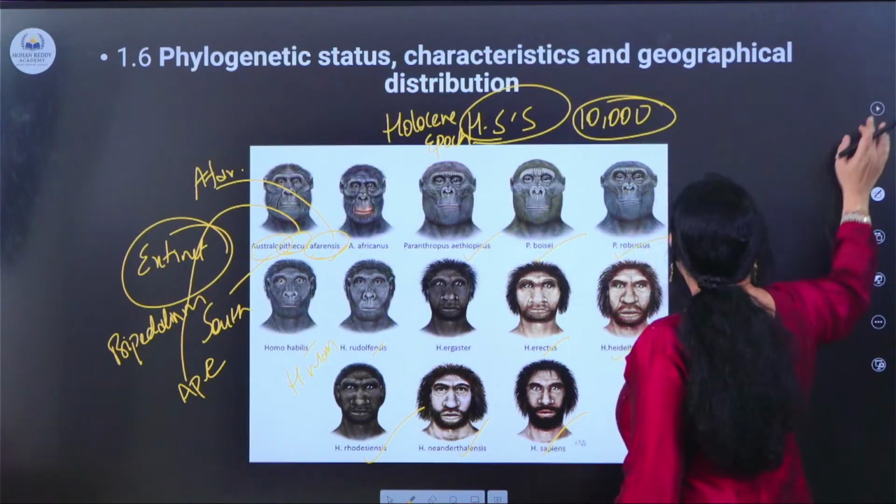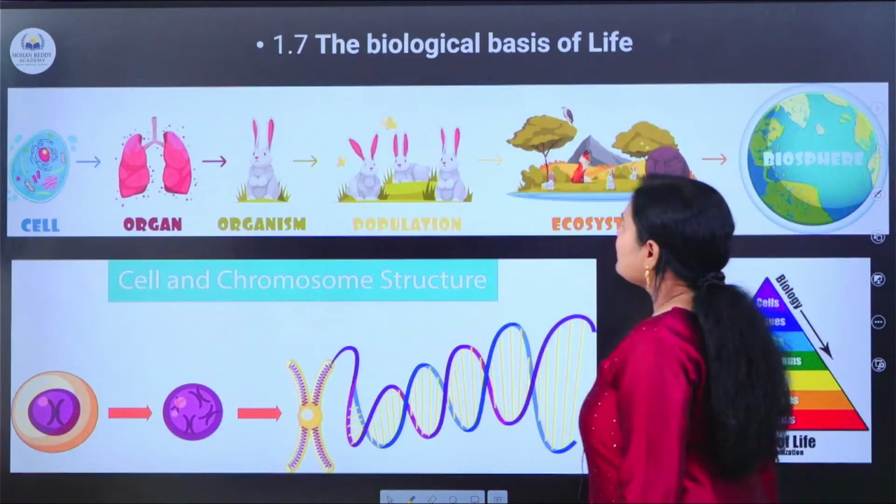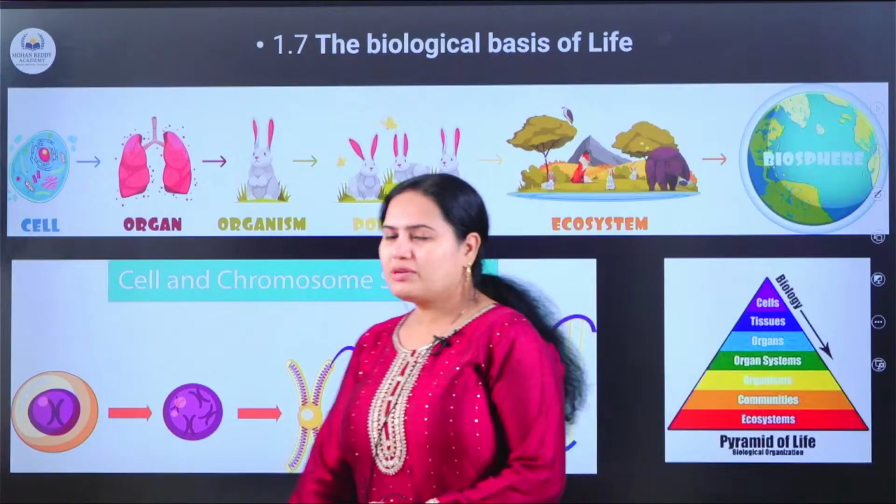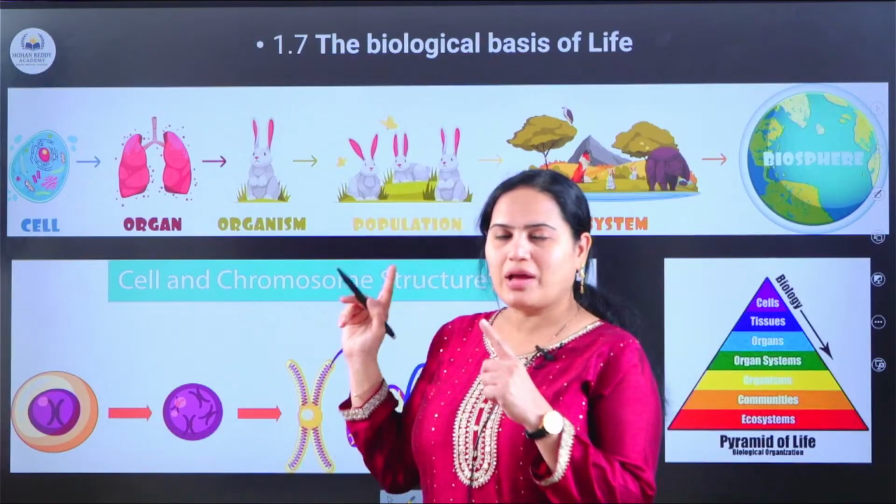And then moving on, 1.7, it's such a misnomer. 1.7 is such a misnomer. It shouldn't have actually been placed here.